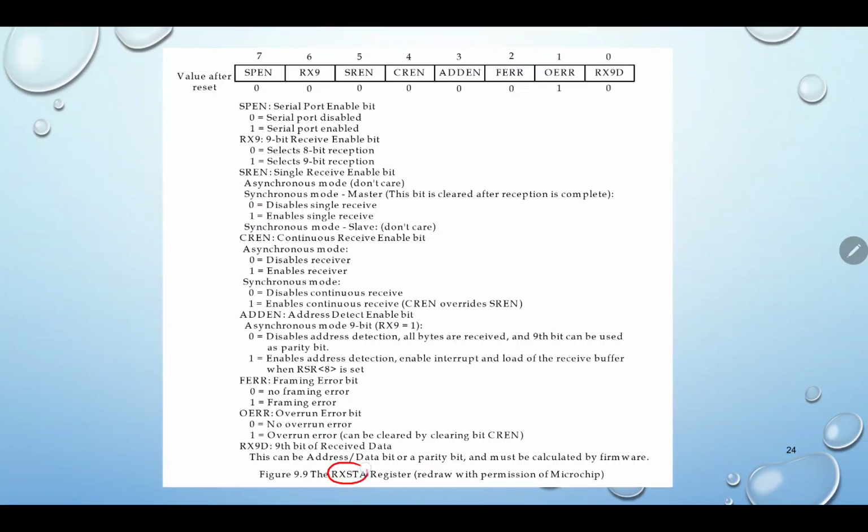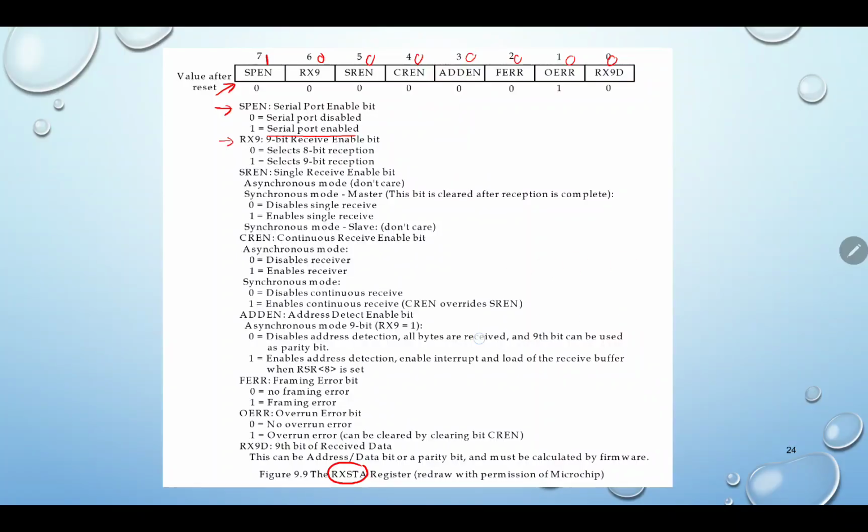This is on the receive status register. Under the receive status register, we look at the SPEN, serial port enable. Usually this one will be 1 because we want to enable the serial port. The 9-bit, we don't use. The others all usually will be 0. All the others by default will be 0. We only focus on this one for the receive status register.